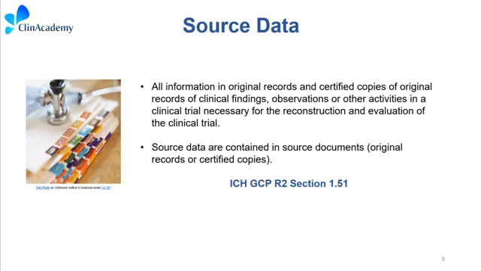According to ICH-GCP, source data is described as all clinical trial information, which includes original records and certified records of clinical findings, observations, or other activities in a clinical trial necessary for the reconstruction and evaluation of the clinical trial. Source data are contained in source documents, which can be original records or certified copies.